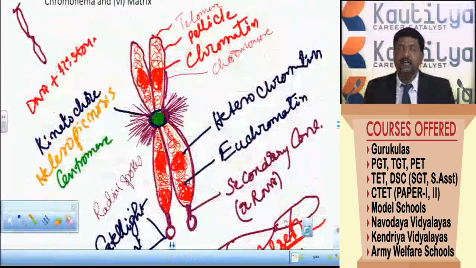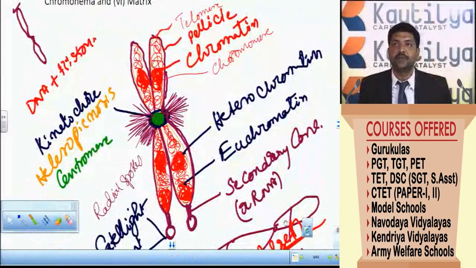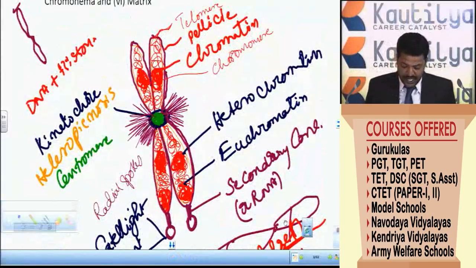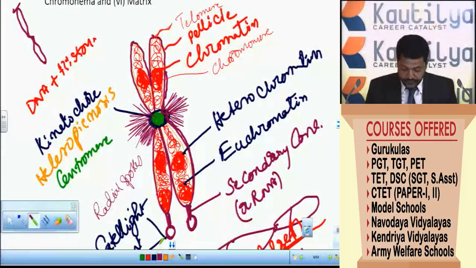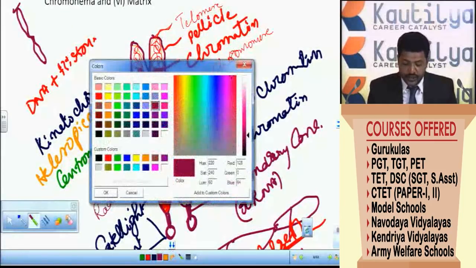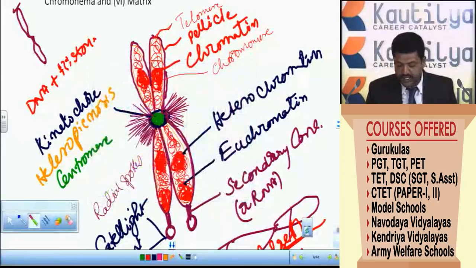Now we are observing the different parts of the chromosome. The centromere on both sides is covered by a protective layer called kinetochores. Kinetochores have radial spokes. Radial spokes help in the implantation of spindle fibers during mitosis or meiosis.